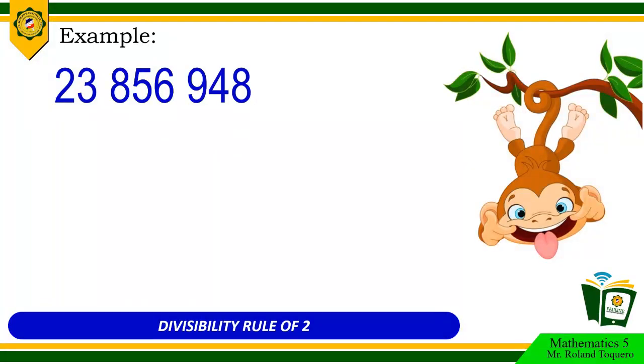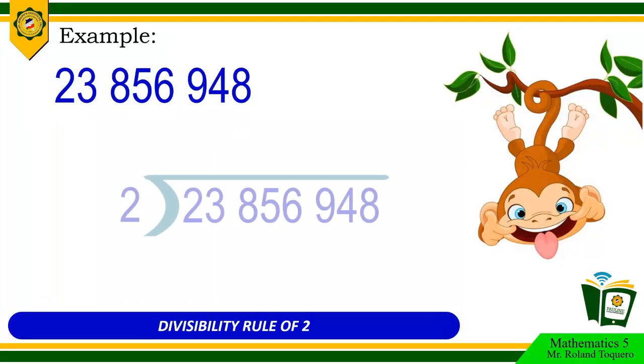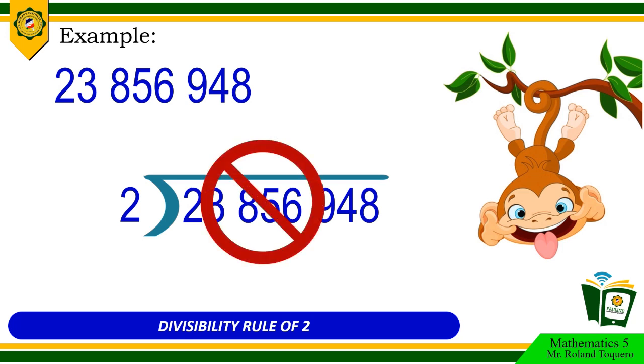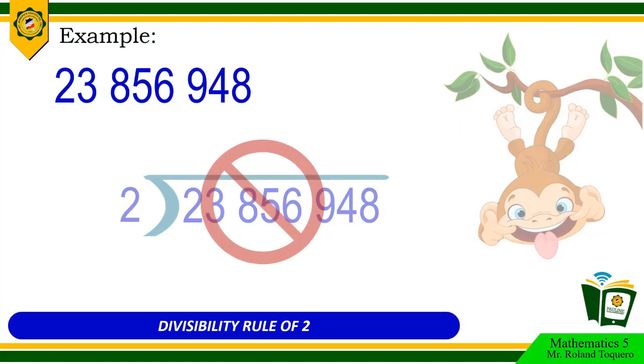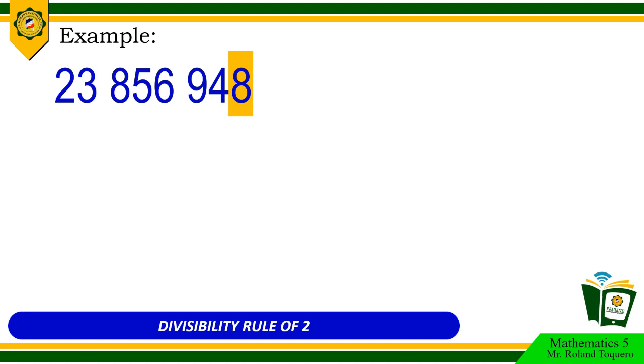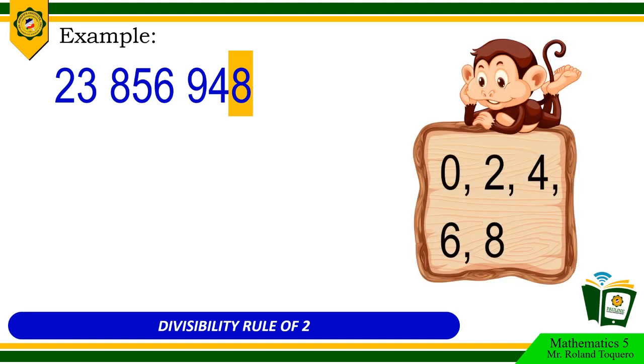23,856,948. How do we know if this number is divisible by 2 even if we don't use the long division method? That is, by looking at the last digit. If the last digit of a number is 0, 2, 4, 6 or 8, the number is divisible by 2. Let us analyze the given number. Is it divisible by 2? The answer is yes, it is. Why? Because the last digit is on the list.